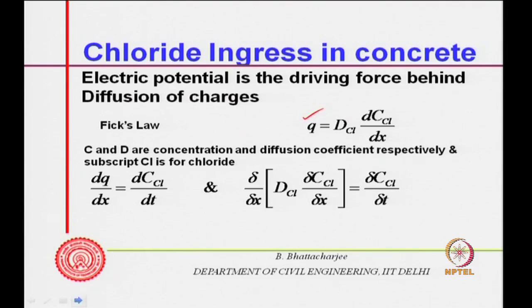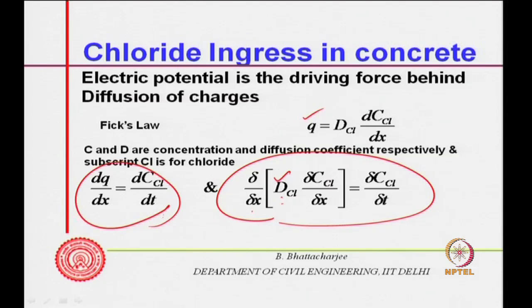And if you look at the mass balance, then it can be written like this. If DCl is a function of the chloride concentration or of the space, this cannot be taken out. But if it is not a function of space or the chloride concentration itself, it can be taken out and it will be a linear equation. So, this is what it is.